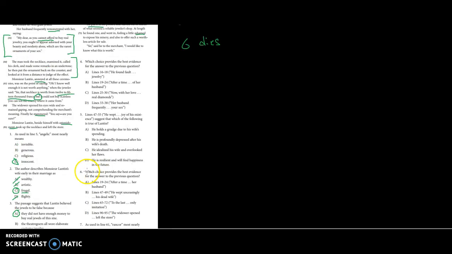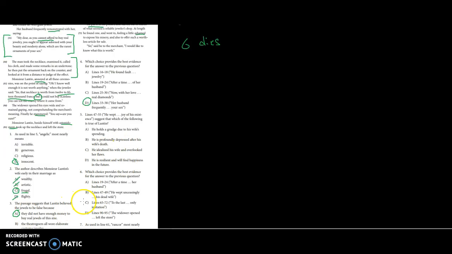All right, what about 4? Oh, and this is one of those command of evidence questions. Which choice provides the best evidence? Well, I think we already know it's got to be those lines, 33 through 38, right? Her husband frequently, because that's the part where it talks about they don't have the money. Her husband frequently remonstrated with her, saying, "My dears, we cannot afford to buy..." So it's got to be D.